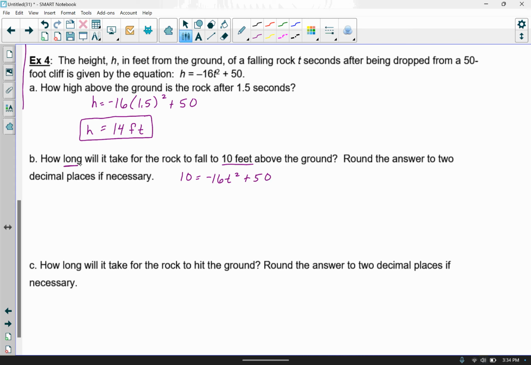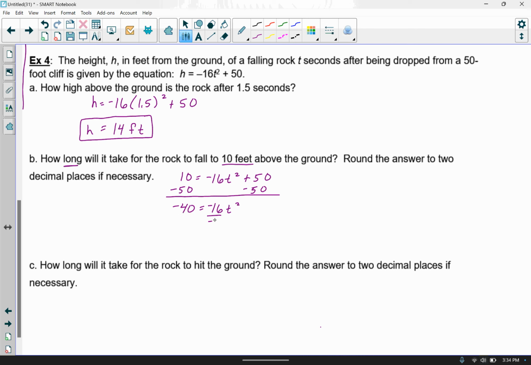I'm trying to figure out a time. I'm going to be solving for t. I only have one t in this problem, so I'm going to treat it like a normal equation. Letters on one side, numbers on the other. So 10's over there all by itself. I'm going to take 50 over to join it. 10 minus 50 is going to give me negative 40 equals negative 16 t squared.